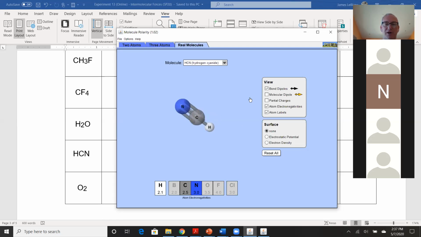Anyway, let's look at the partial charges. That'll tell us what's going on. Okay, so partial charge on the hydrogen is 0.23 positive. On the carbon, 0.05, so it's barely positive, basically neutral. And the nitrogen is negative 0.28, so it's slightly negative.